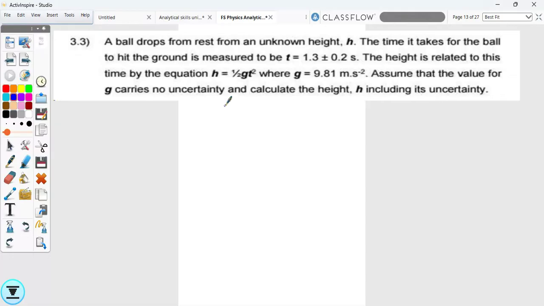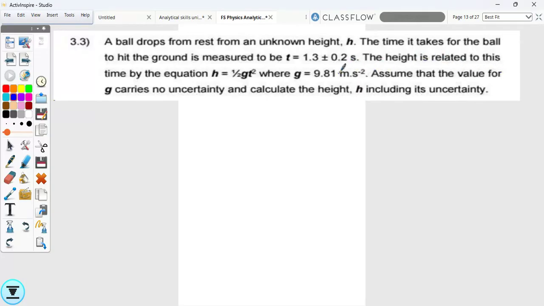All right, next question. We've got a ball that drops from rest, unknown height. The time it takes for the ball to hit the ground is that. So they're giving you, that looks good to me, because there's the decimal place, there's the uncertainty. The height is related, they're giving you the equation, they're giving you g. Remember, this is a constant on your information sheet, so we're not going to use that to determine the number of significant figures, although in this case it was one of your given values, so then we should.